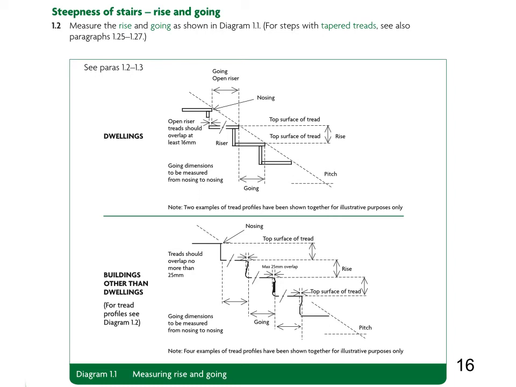There are little cheats. The rise and the going can be fiddled with a little bit by overlapping the tread of the step above with the step below. However, still the geometry of the staircase, the going and the rise, as you can see here in both of these two versions where the treads are offset, is determined by the vertical and horizontal dimension between the nosings of the staircase, the nosings being the junction between the rise and the tread.